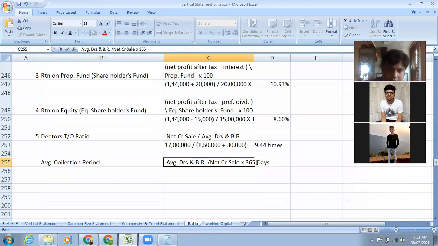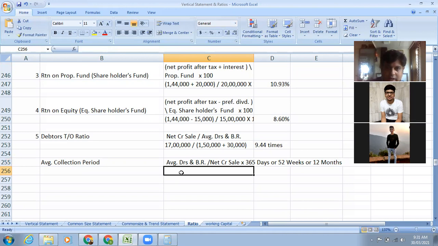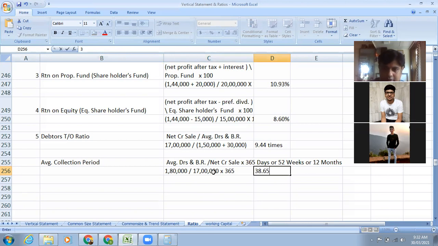365 days, 52 weeks, and 12 months. So average debtors and bills receivable we have 1,80,000 divided by 17 lakhs. Multiply by 365. How much are you getting? 38.65 days.